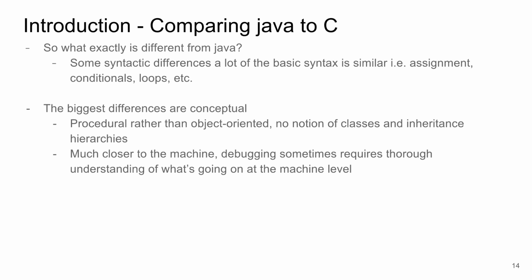C is much closer to the machine. However, this means that debugging sometimes requires thorough understanding of what's actually going on at the machine level. In C, we have explicit dynamic memory management. We'll have functions such as malloc and free, which we'll talk about later. Dynamic memory management can be really useful, but it can also be a pain at the same time. In C, we have pointers, whereas in Java, we just have references and we can't actually determine what a variable is pointing to.